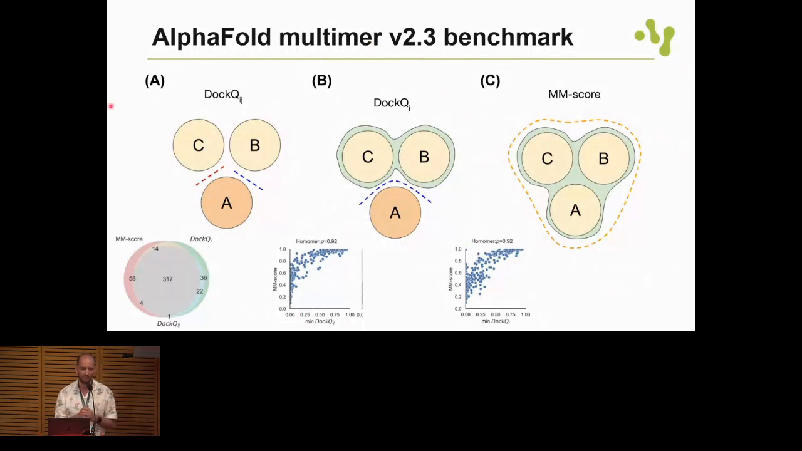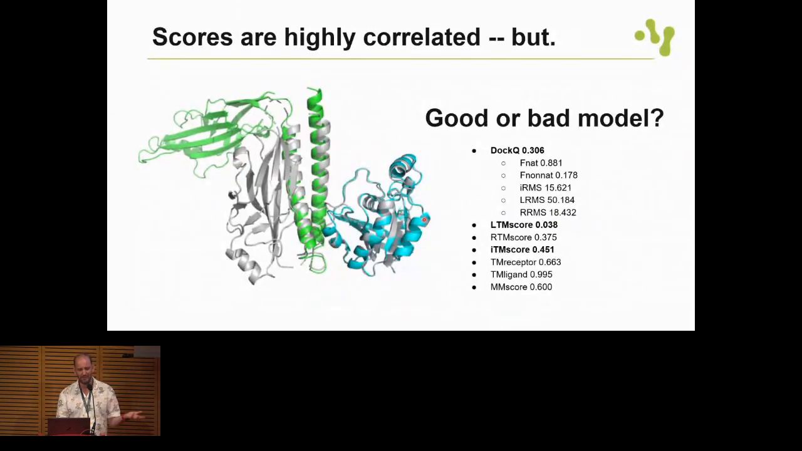So our definition of a good model is when every single chain is good when you look at that. However, there are complexes. So one example is like, do you think this is a good model or a bad model?